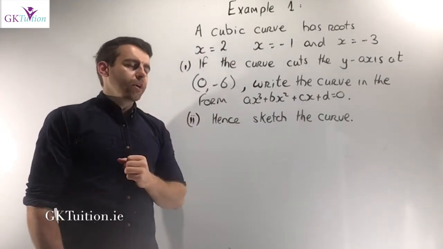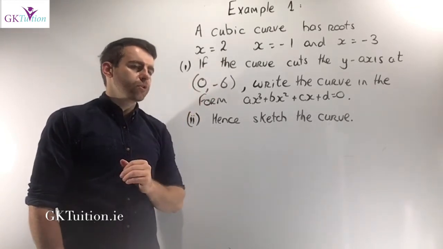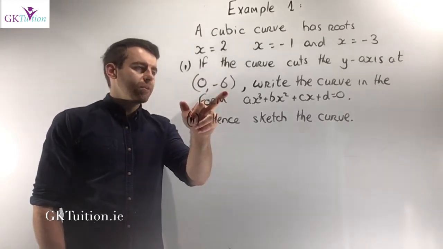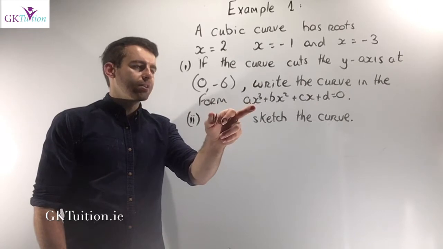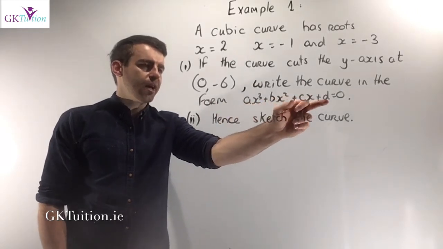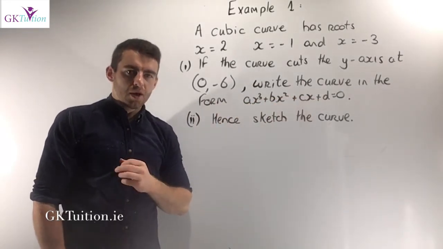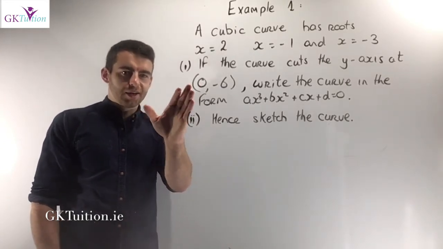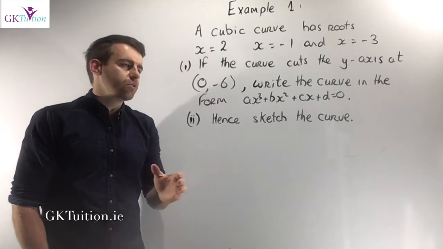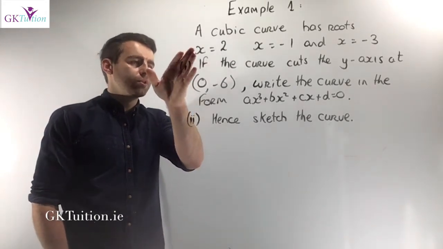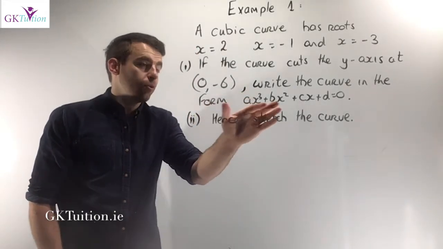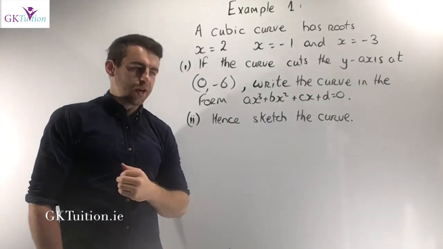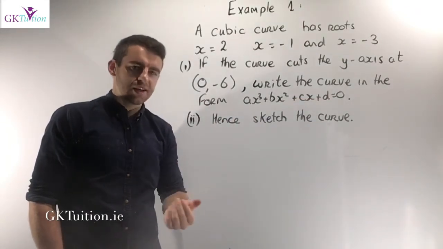Now, the first part of the question says, if the curve cuts the y-axis at (0, -6), write the curve in the form ax cubed plus bx squared plus cx plus d equals 0. For the moment, don't worry about the (0, -6). We'll talk about that when we get to our answer. But let's just focus. We have our 3 roots and we've been asked to write the curve in the form of a cubic, as an x cubed, an x squared, an x, and then a number.